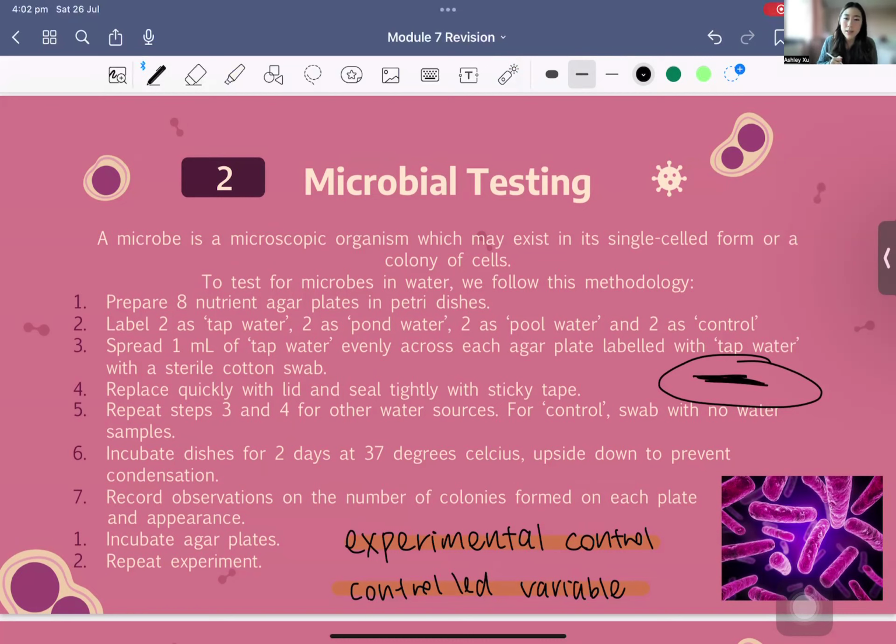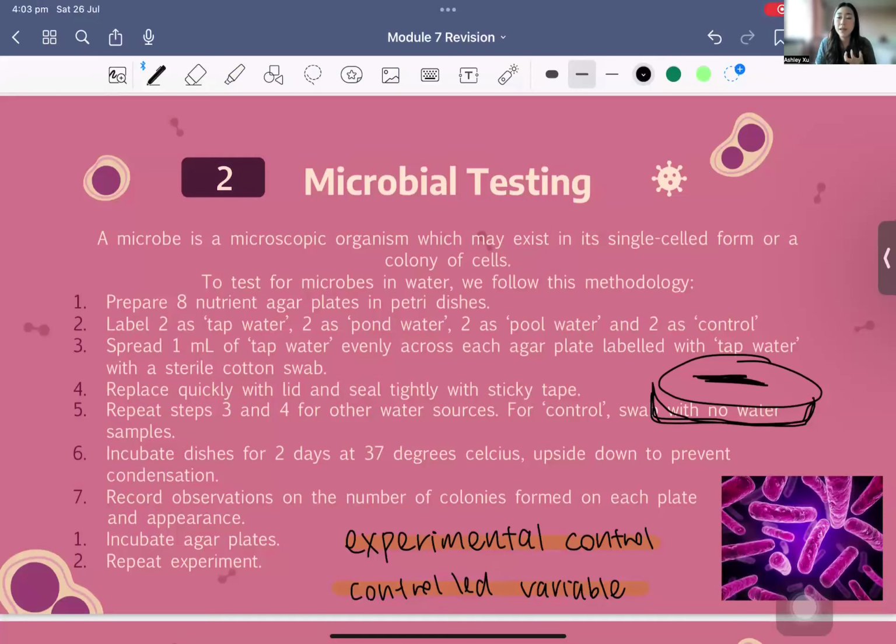What this does is it allows us to test whether or not some other variable is changing. So, what we're expecting in this agar plate that has no water on it is no microbial growth. Why? Because we swabbed with a sterile swab. There shouldn't be any microbes growing if the whole thing is sterile. So, if that agar plate does not grow any microbes, then we know we can trust our experiment.